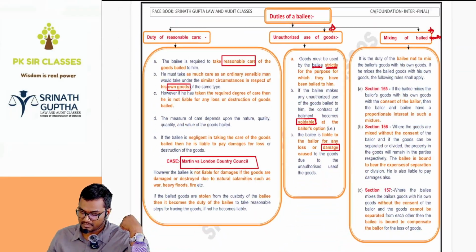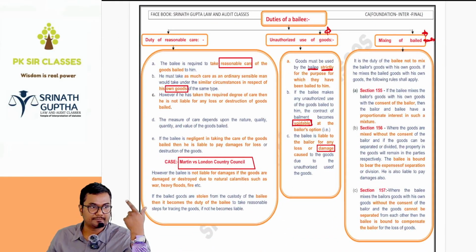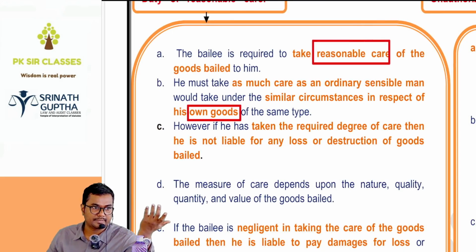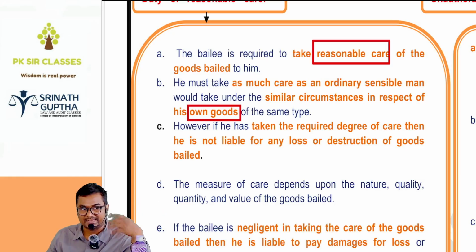Done. Next one is the duties of the Bailee. First duty, you should take reasonable care of the bailed goods. I give my car to you. You should take care of my car as if it is your own car. Still if goods are damaged, then Bailee will not be liable. If you're negligent in taking care of my goods, you have to compensate me.